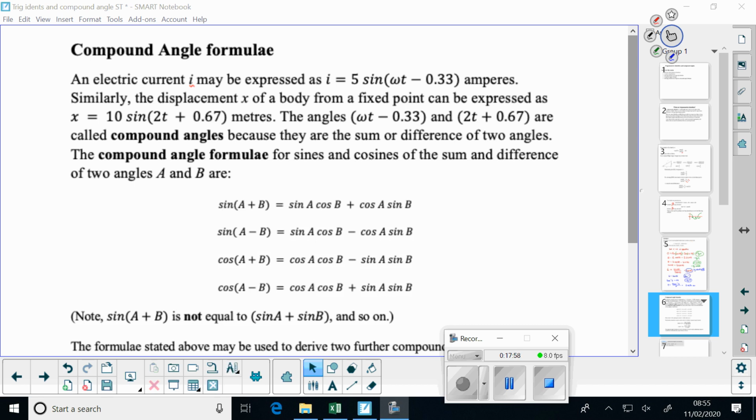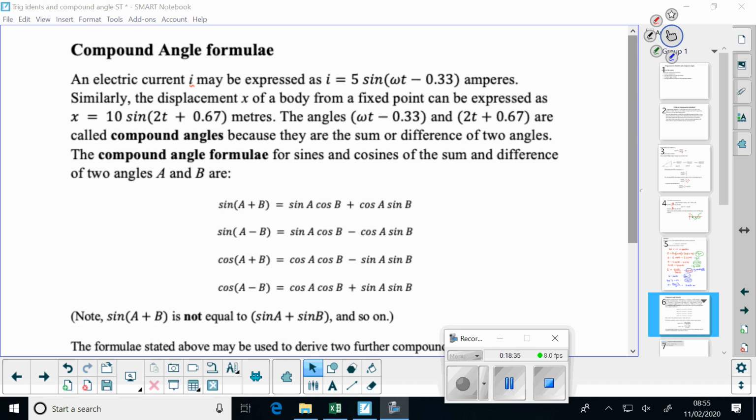Omega t minus 0.33 and 2t plus 0.67 are called compound angles because they are the sum or difference of two angles. So in electrical terms, that 5 sine omega t, this is the angular frequency, that would be the phase difference. Looking at it slightly differently, the difference between that angle and the phase angle.